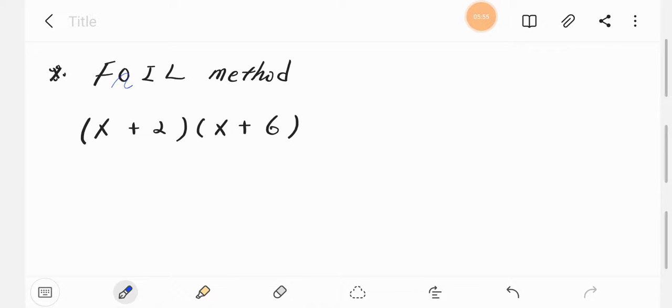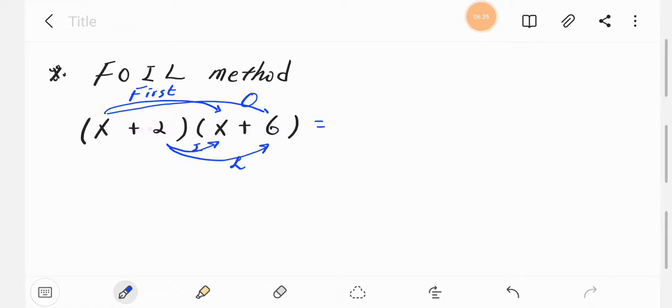Okay, FOIL means F stands for the first. So we're going to multiply the first terms of each factor. So this is first, plus, and then the outer terms. So outer terms, the x and 6 are the terms outside, right? So multiply like this. Okay, that is outer terms. And then inner terms. And then this is the inner term. Then this is the last term.